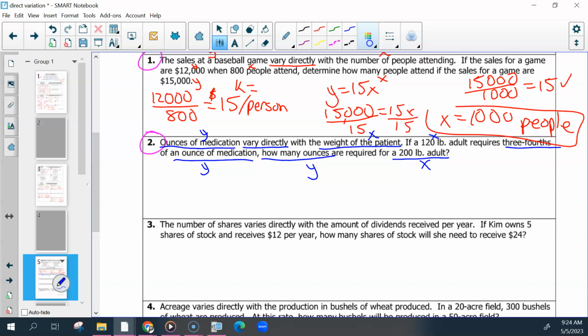So now let's find our k. Using the first two numbers, I would put this in as a decimal instead of a fraction, that way you don't have a fraction within a fraction. So 0.75 over 120. Calculate that, and you get 90. And that would be ounces per pound.